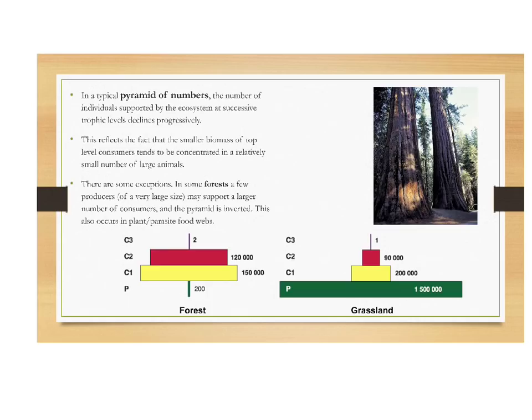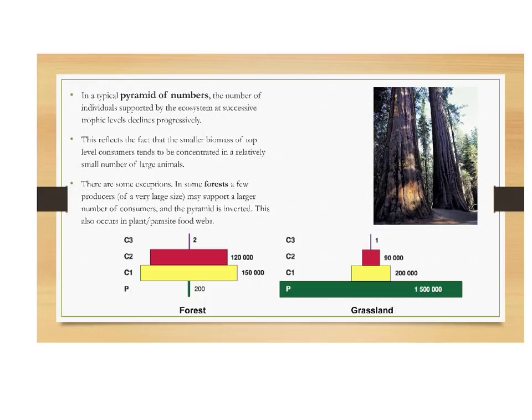In a typical pyramid of numbers, the number of individuals supported by the ecosystem at each successive trophic level declines. So your largest number is obviously going to be producers, and the smallest number will be tertiary consumers. This reflects the fact that the smaller biomass of a top-level consumer tends to be concentrated in a relatively small number of large animals. Top-level consumers, guys, are big animals. They are predators, and they tend to have really high energy requirements.